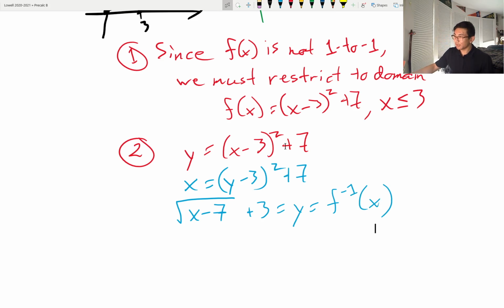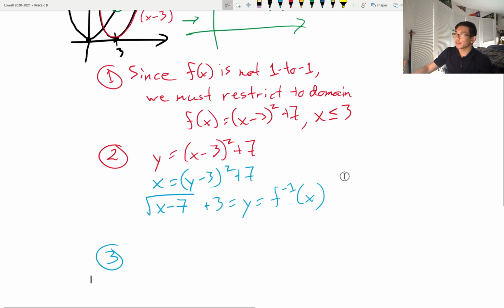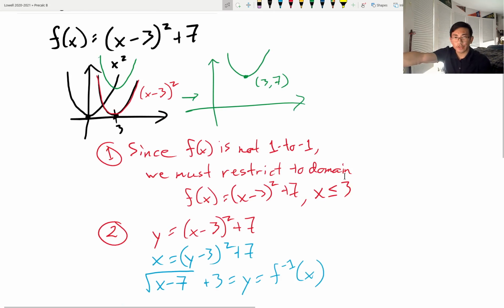Alrighty, so now let's also remind ourselves what the domain and range of our original function and of our inverse are going to be. If we take a look here, on the original function, the domain that we picked out was x less than or equal to 3. We can also see that, based on the vertex, we know the range is going to be y greater than or equal to 7. Now, think back to how an inverse works and what it does.